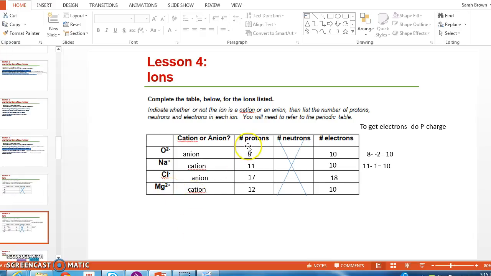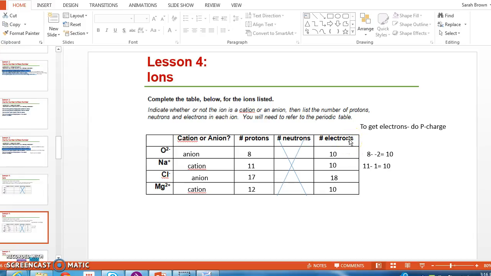Now if you look at the number on the periodic table above oxygen, you'll see the number 8. That's the number of protons. Same thing with sodium. Look at the number on the periodic table that appears above it. You'll see 11. For chlorine, you'll see a 17 above it. That means there's 17 protons. And for magnesium, you'll see a 12. That means there's 12 protons.